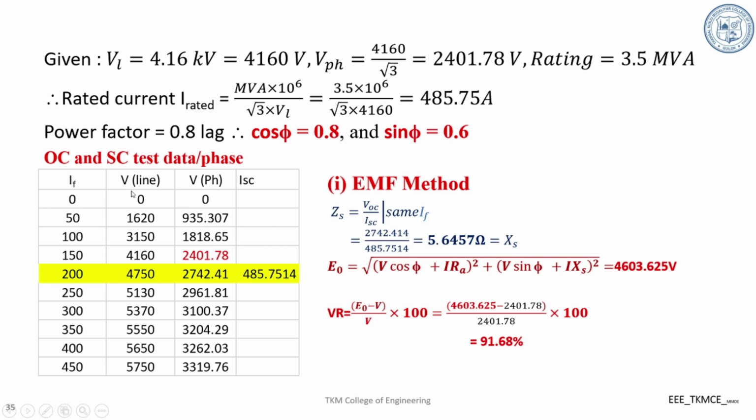So from this table it is clear that corresponding to 200 ampere field current, open circuit voltage is 2742.41 and short circuit current is 485.7514 ampere. Coming to EMF method, first of all we need to find out synchronous impedance. Synchronous impedance is the ratio of open circuit voltage to short circuit current corresponding to the same field current. So corresponding to 200 ampere, substituting this voltage and this current, synchronous impedance is obtained as 5.6457 ohm. As RA is 0, ZS is equal to XS.